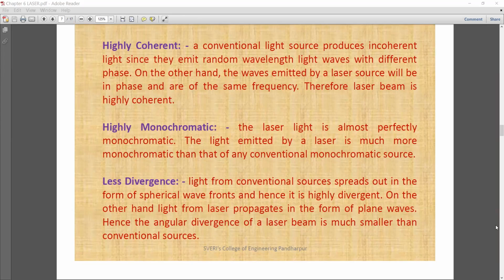Highly monochromatic. The laser light is almost perfectly monochromatic. The light emitted by a laser is much more monochromatic than that of any conventional monochromatic source. Yes. Then less divergence.